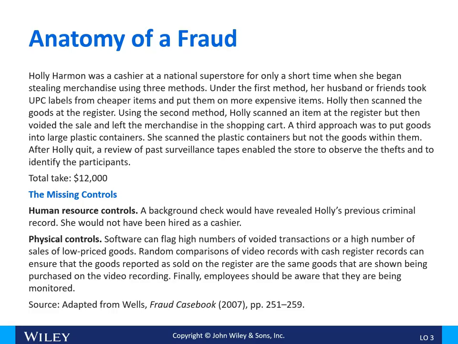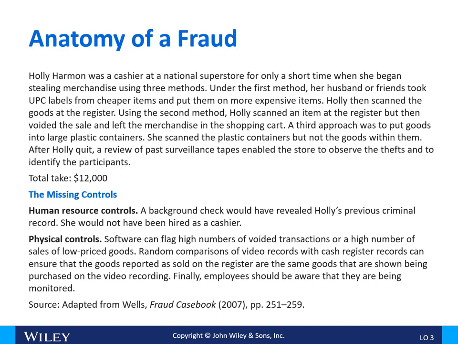So another fraud example. Holly Harmon was a cashier at a national superstore for only a short time when she began stealing merchandise using three methods. So her husband or friends took UPC labels from cheaper items and put them on more expensive items. She then scanned the goods at the register.